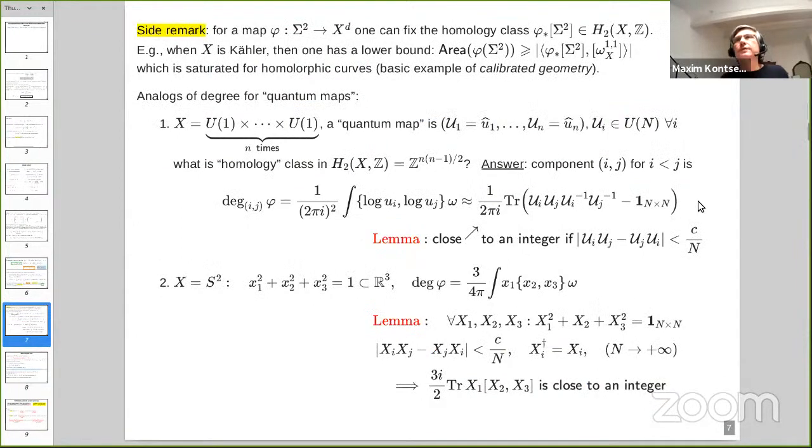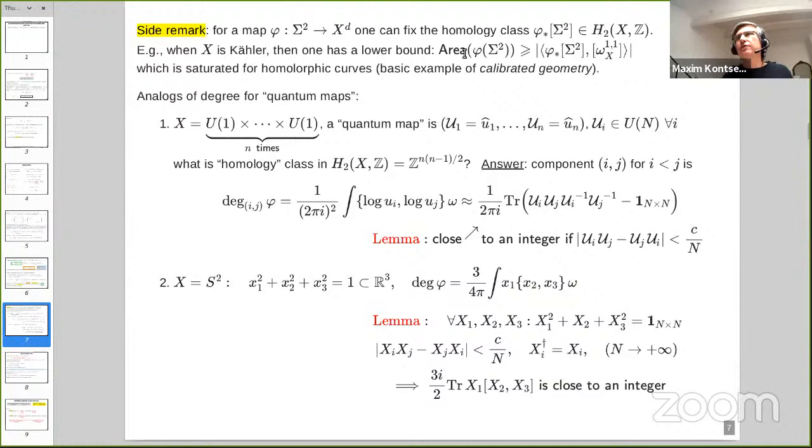Now there's actually a side remark which will be returned to at some point: if you have a map from a surface to some Riemannian manifold, this map defines a homotopy class, in particular a homology class in H2 of your manifold. And then one can try to minimize area in a given homology class. And when the target is scalar, then there is an a priori lower bound.